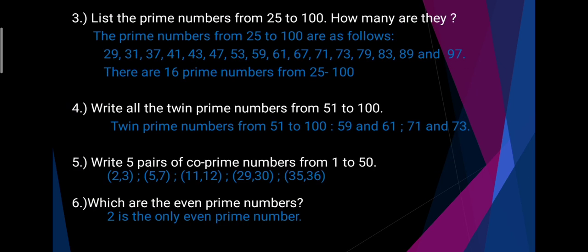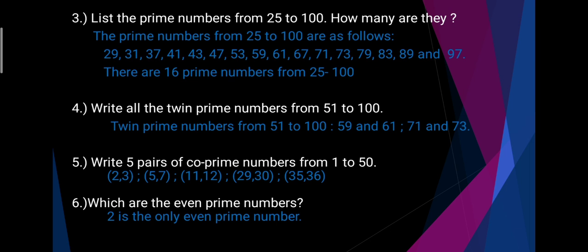The next question, list the prime numbers from 25 to 100. How many are they? The prime numbers from 25 to 100 are 29, 31, 37, 41, 43, 47, 53, 59, 61, 67, 71, 73, 79, 83, 89 and 97. It's altogether 16 prime numbers.